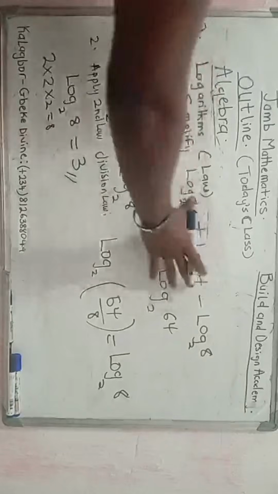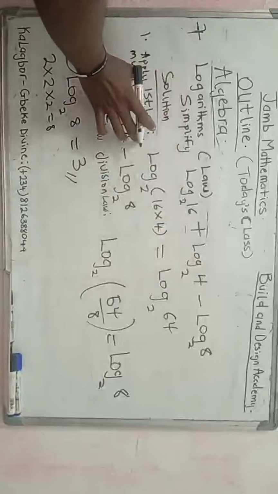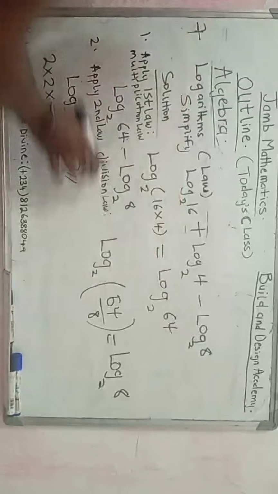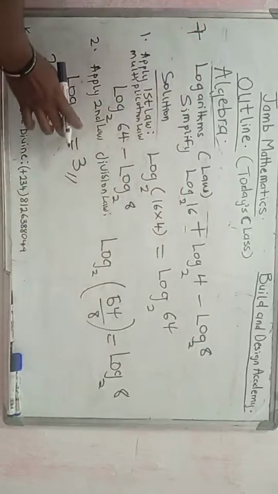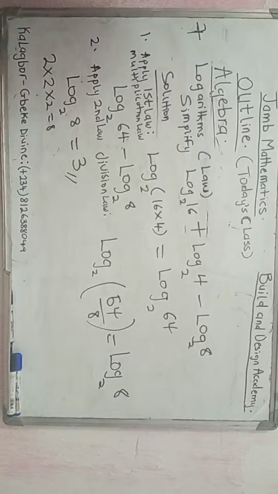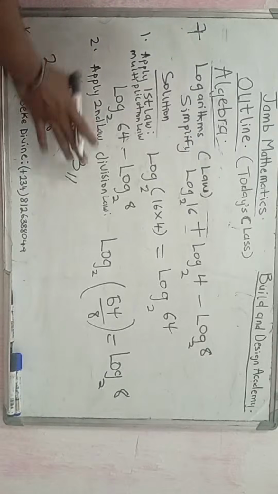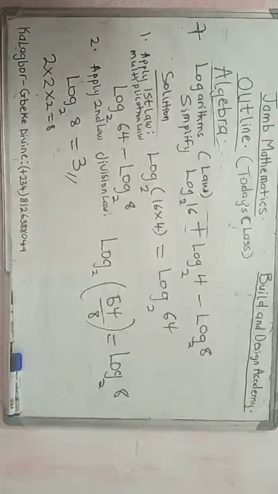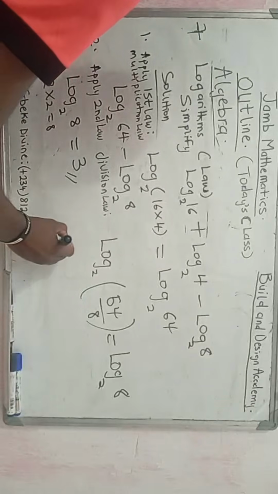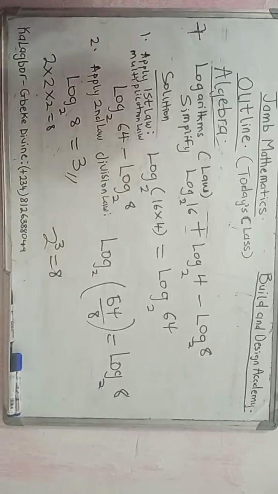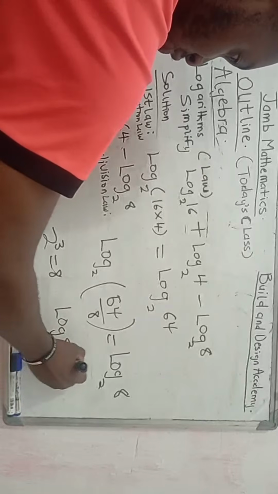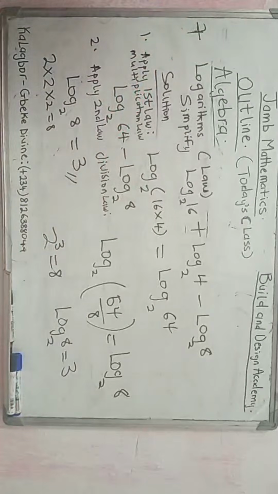When you see this question, you group them. You take the first group, you apply the multiplication law. When you get your answer, you take the second group, you apply the division law, you get your answer. Then you use the definition, which says that logarithm is the inverse of exponent. So if 2 raised to power 3 is equal to 8, that means log 8 in base 2 will be equal to 3. Very simple. So let's move on to Surds.